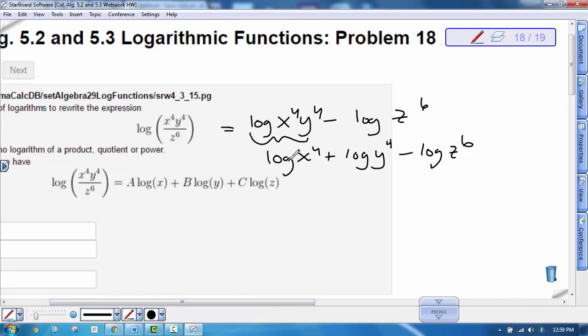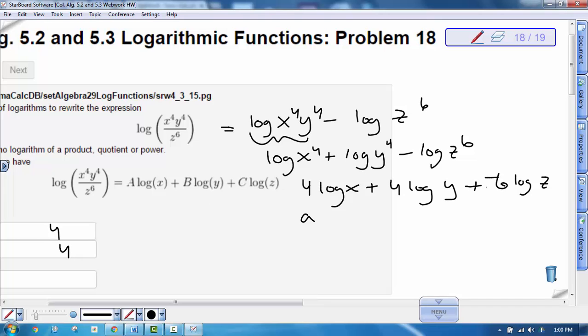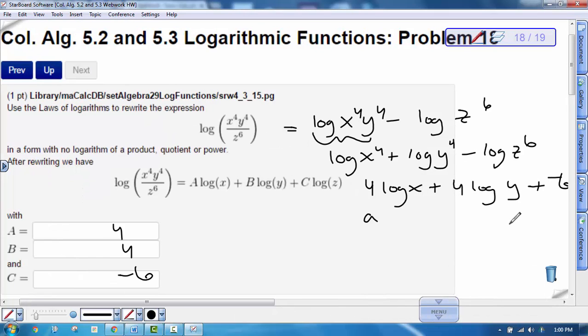And then I can bring down the numbers as exponents. So 4 log of x plus 4 log of y minus 6 log of z. And now I'm done. My a is 4, my b is 4, and my c is actually negative 6. If I make this plus or minus, my c is negative 6. All right, I hope this helps.